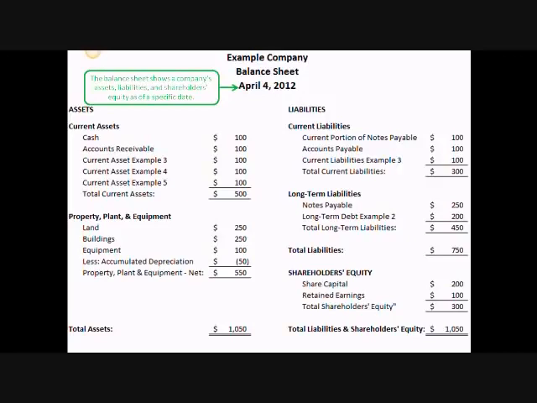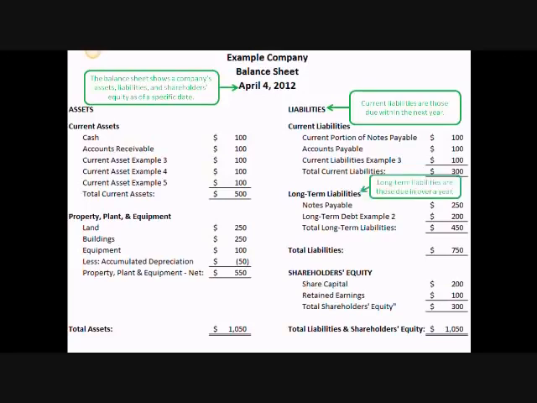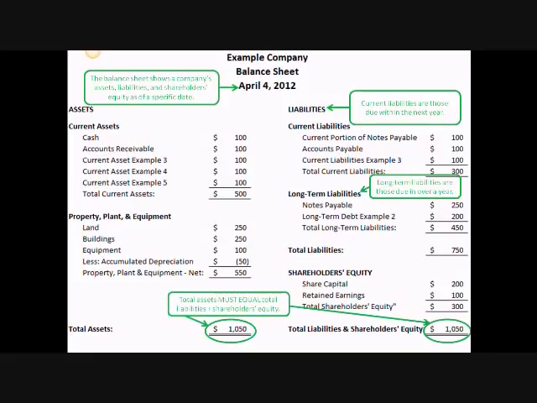Liabilities are also split into current liabilities and long-term liabilities. Current liabilities are those due within the next year, while long-term liabilities are those due in over a year. So, for example, if you have a mortgage, the portion of the mortgage that's due within the next 12 months would be counted under current liabilities, and the rest of that mortgage would be counted under long-term liabilities. The total assets and total liabilities plus shareholders' equity must equal each other. So if you create a balance sheet and these two numbers don't match, you've made a mistake somewhere and need to go back and check your work.